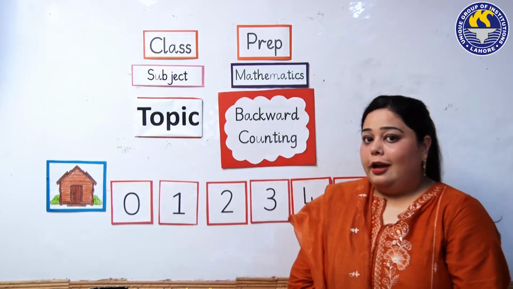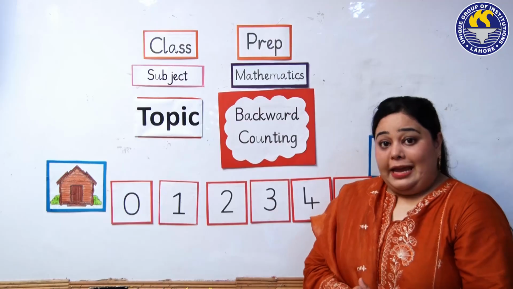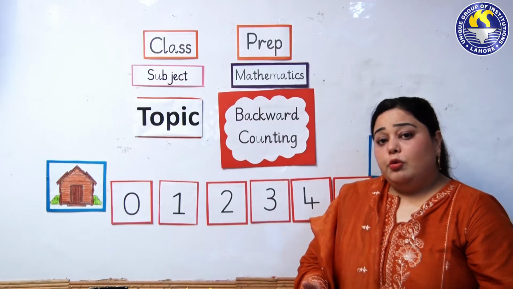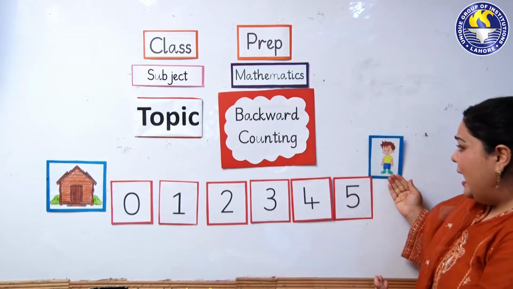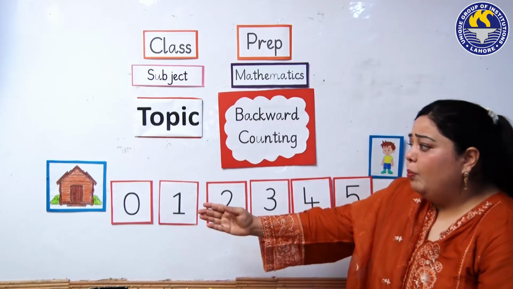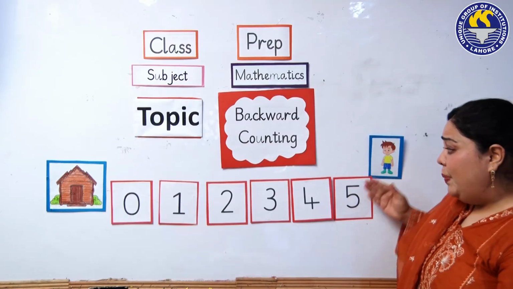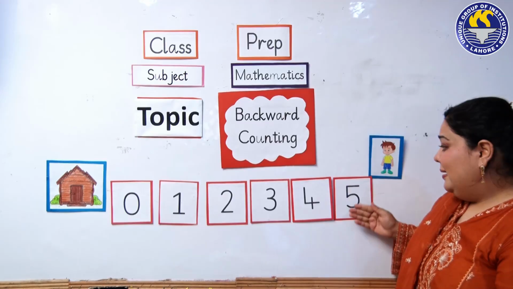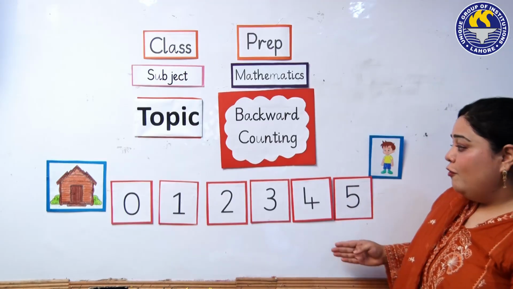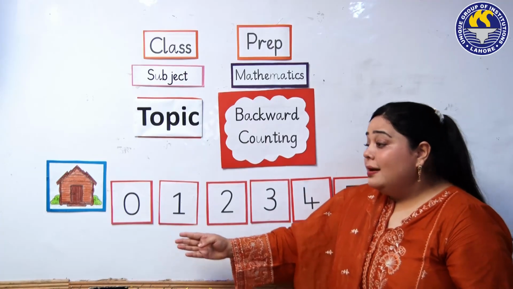Today we will learn backward counting. As we go forward, today we are going to learn how to count backward. Here is a boy and he wants to go back home. So how can he go back? He has to count backwards towards his house. So first he'll count like this: 5, 4, 3, 2, 1, 0.